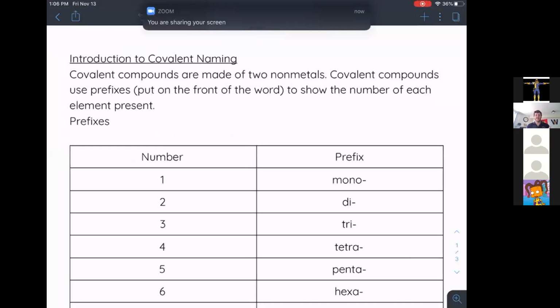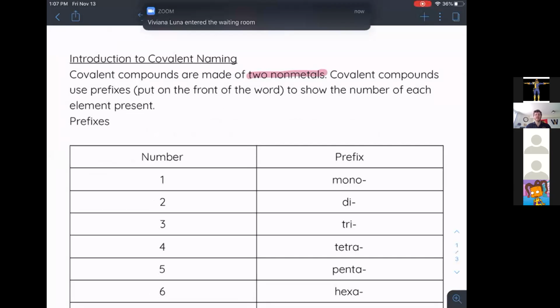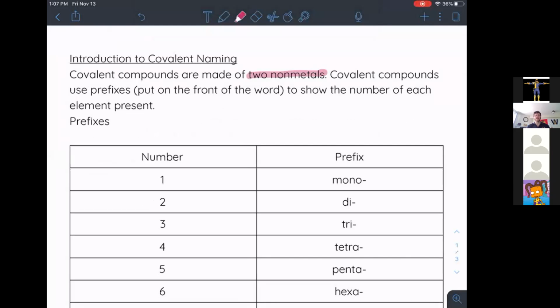So covalent compounds are made from two nonmetals. That's something big that we have to remember, because there is that difference, and we do need to eventually identify between ionic and covalent compounds for naming, for drawing, for coming up with formulas, all that good stuff. So we do need to be able to identify nonmetals and metals. Then covalent compounds are going to use those prefixes to show the number for each element that's present.